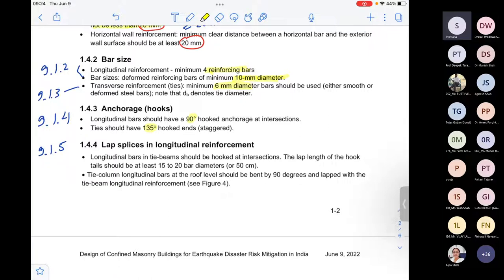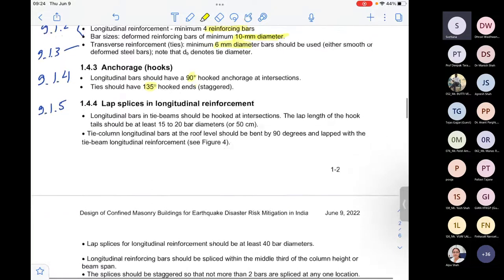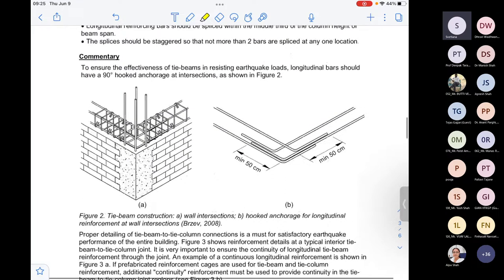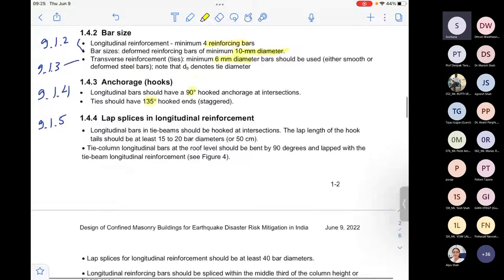Next, lap splice in longitudinal reinforcement. Lap length of the hook, that is in 9.1.5, lap splices should be at least 40 times bar diameters. And I believe that is shown here. Lap splices of longitudinal reinforcement. Actually, yeah, this was originally shown. So it would be 40 bar diameters. That is the final decision, or 50 centimeters. But 40 bar diameters is the requirement.